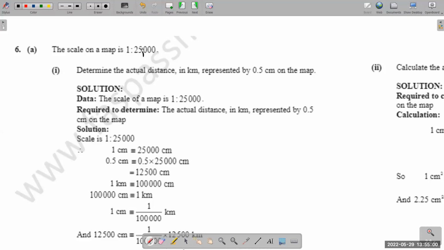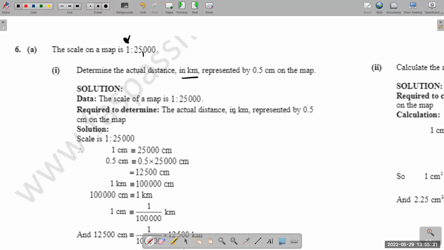All right, so we have scales. They tell us 1 represents 25,000. So what does this mean? It means 1 unit on the map represents 25,000 in real life. That's what I really mean. So if they give you a measurement on the map, you should be able to calculate what the actual distance is in real life. It says, determine the actual distance in km represented by 0.05 meters.